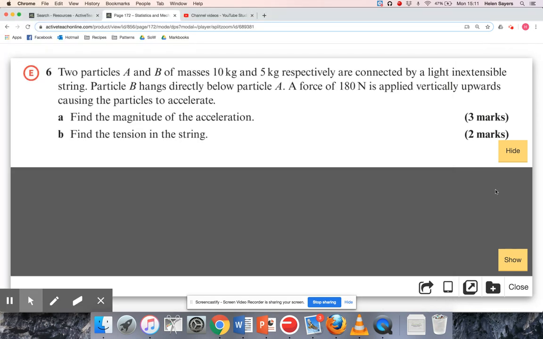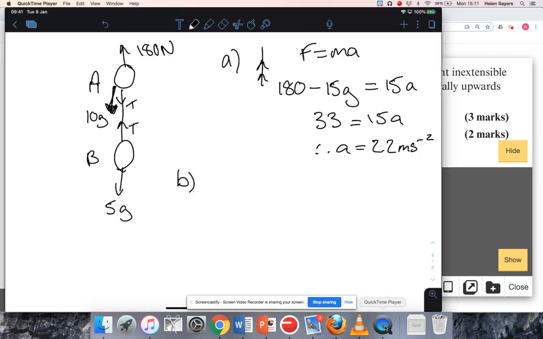Okay, and then part B wants me to find the tension in the string, so I can look at particle A or particle B for this. It doesn't matter which one. If I was really wanting to double check my answers, I could do both. So let's just look at particle B. Particle B has got tension in the string pulling it up, its own weight pulling it down, and we were taking up as positive. It's really important I'm clear about which direction is which. So acceleration upwards is 2.2 meters a second squared.